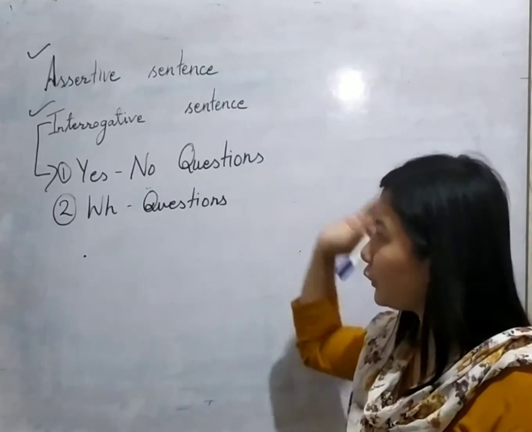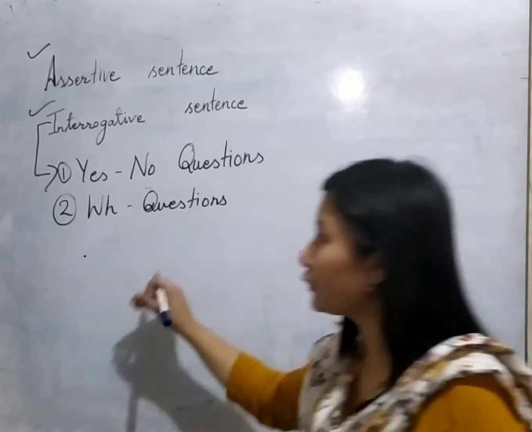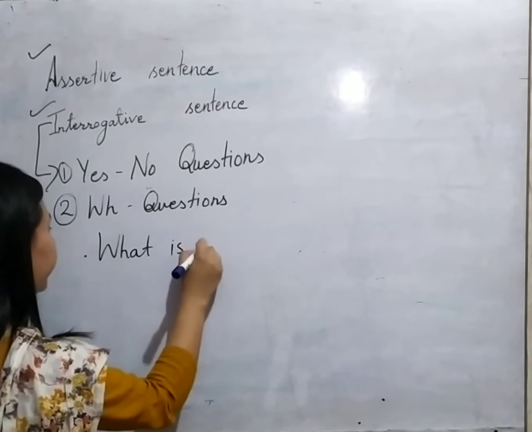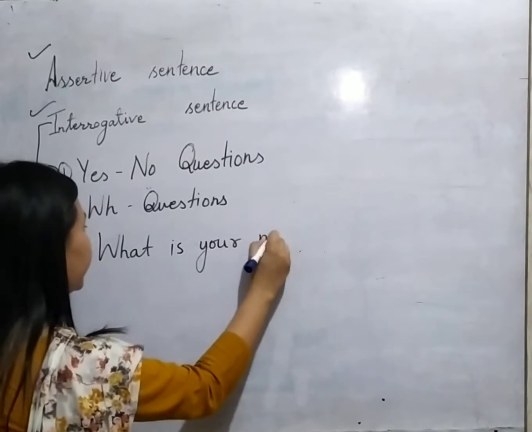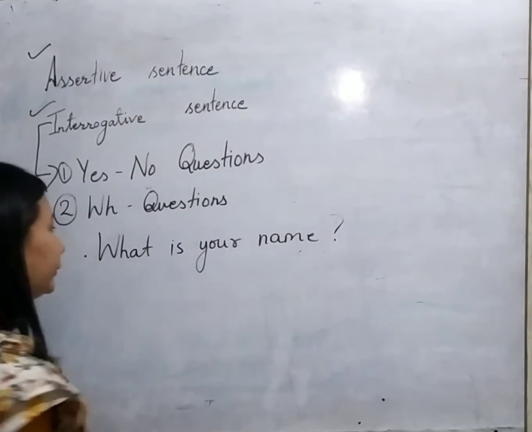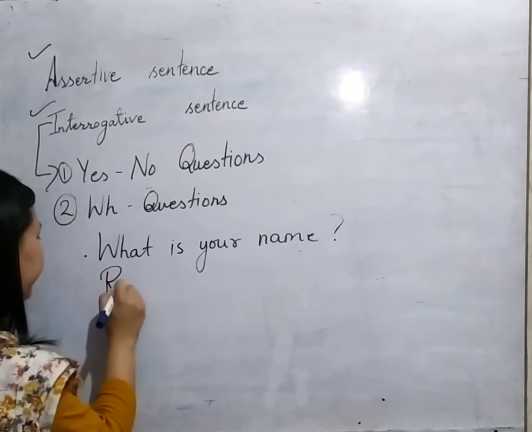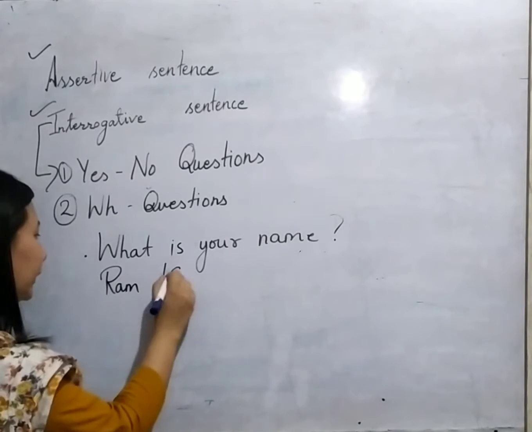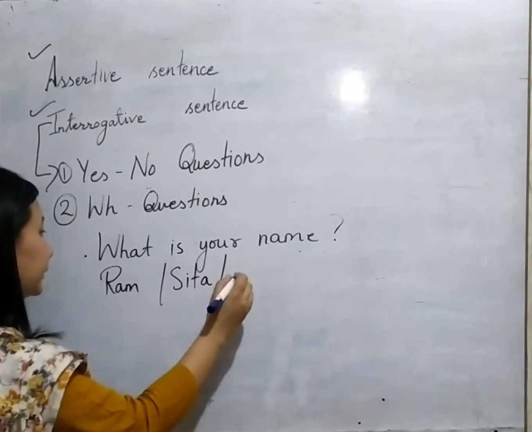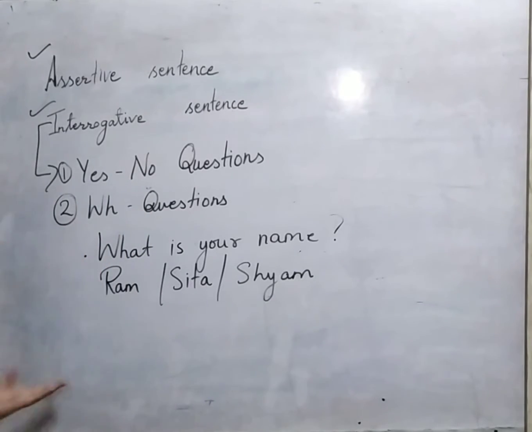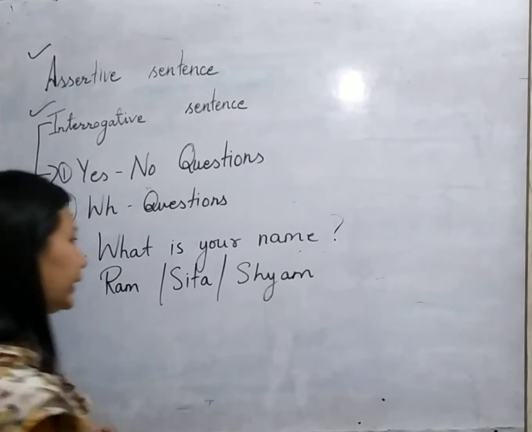So these kinds of questions fall under which category? WH questions category. If I write, what is your name? When you read this question, you understand that it cannot be answered with yes or no. You need to tell your name. If your name is Ram, then you say Ram. If your name is Sita, you say Sita. If your name is Shyam, you say Shyam. Hope you understand.